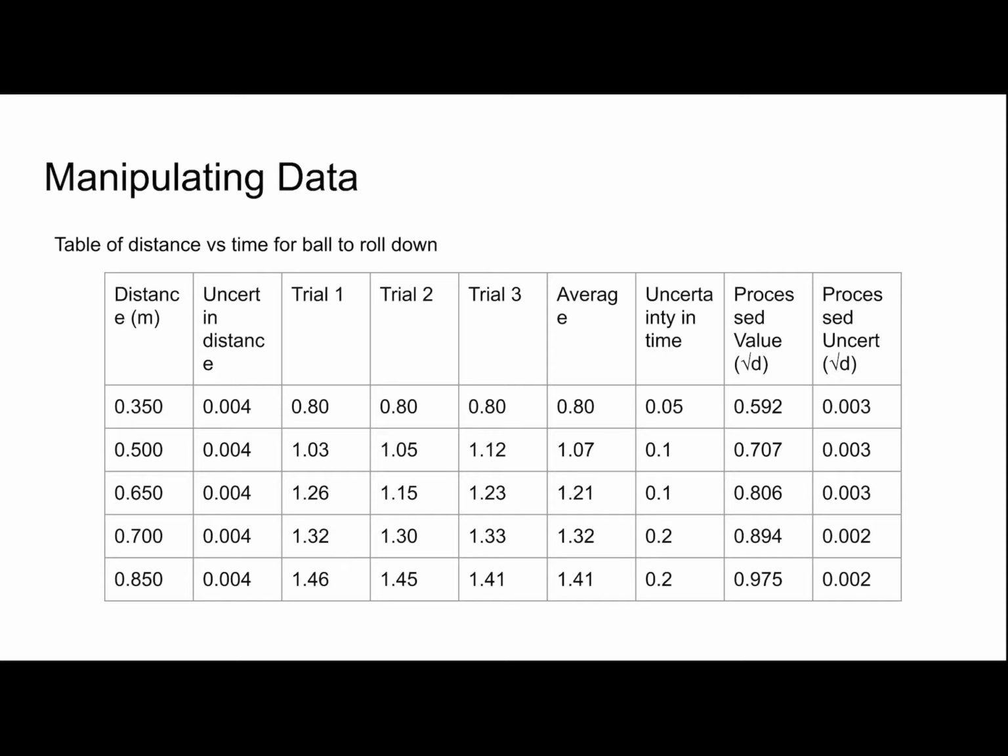So you have our distance, our uncertainty in distance, trial 1, trial 2, trial 3, our average, and our uncertainty in the time, process value, so that's square root of d, and process uncertainty, which is also for square root of d. In this case, our time is proportional to square root of d. So to manipulate the data, we need to square root the distance. However, the distance has an uncertainty of 0.004. That's an absolute uncertainty, so we need to convert that to a percentage uncertainty.